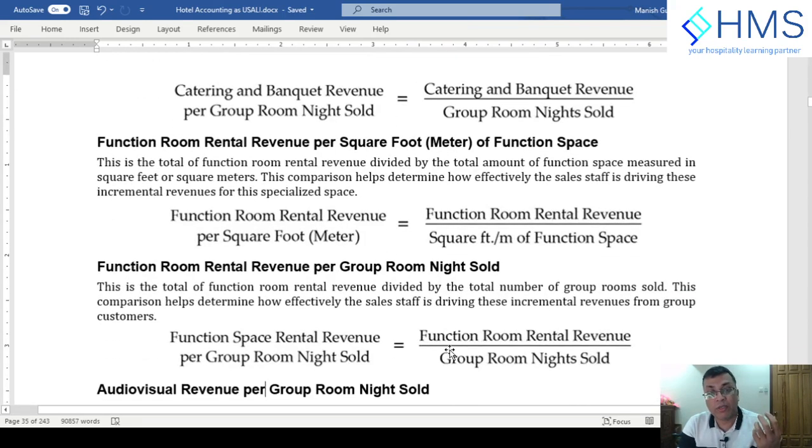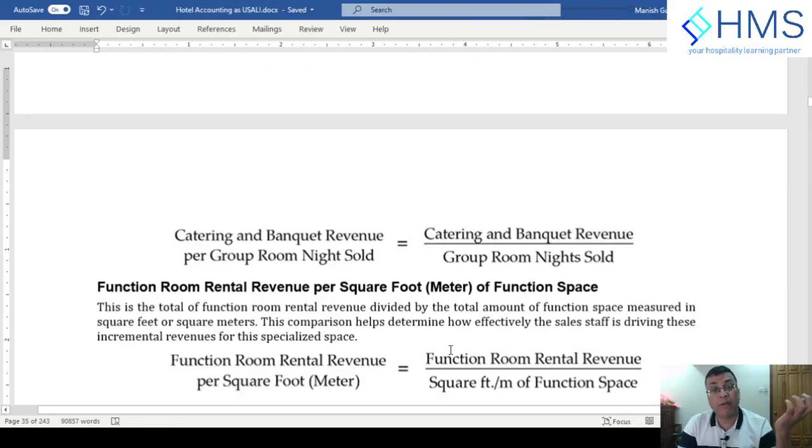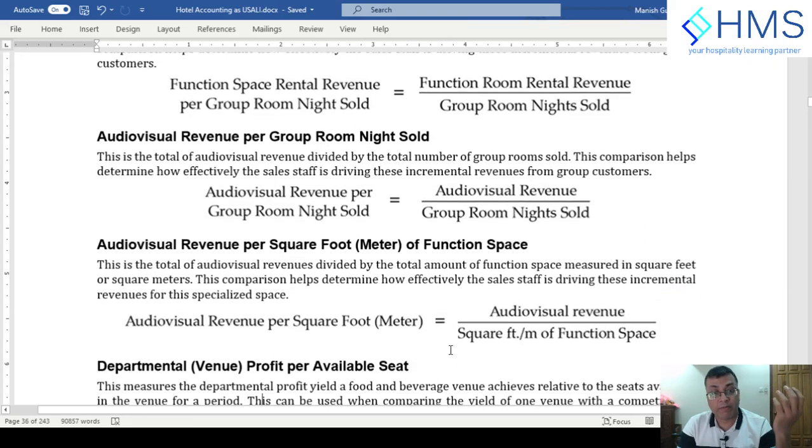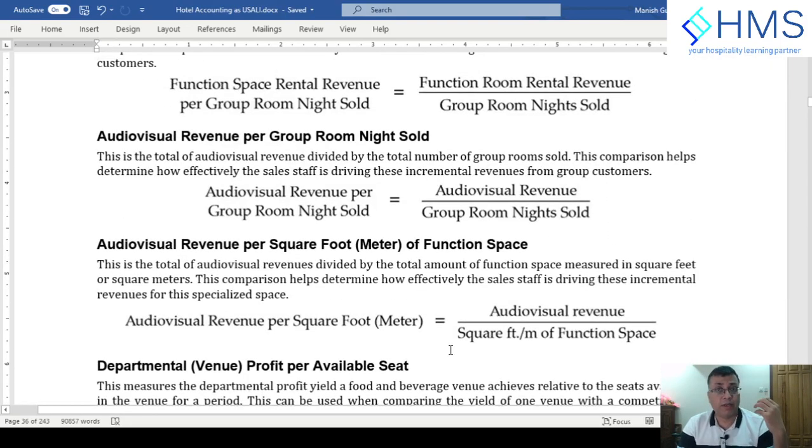Then we have already discussed the catering and banquet metrics: room revenue per room night sold, per meeting space. We have already discussed that in our previous table. These are the formulas which I will be attaching to the lecture, so you can refer to them while you are calculating your tables.